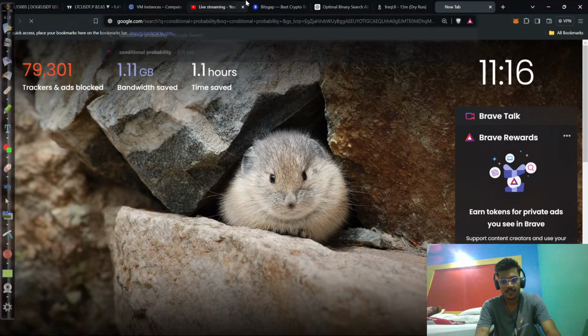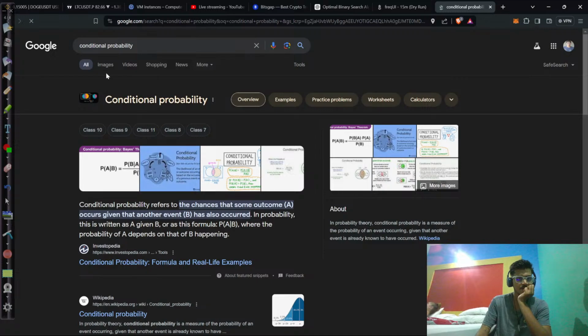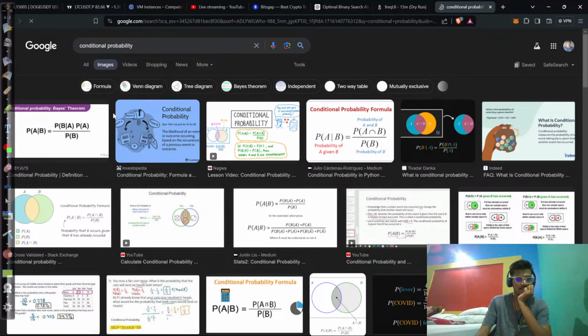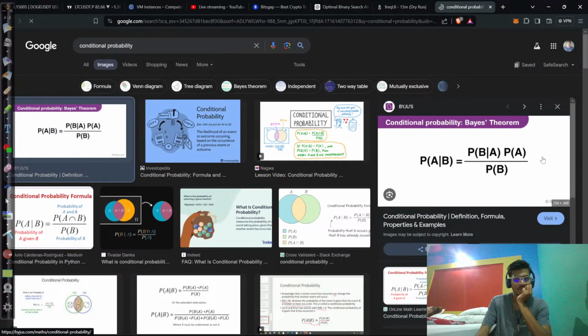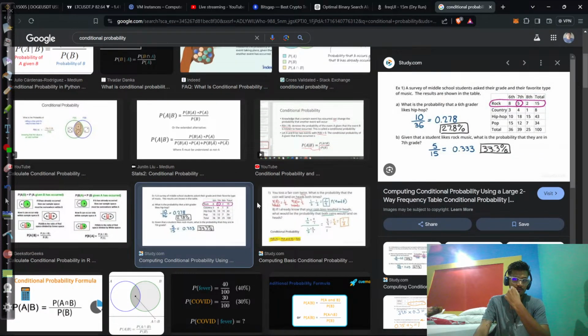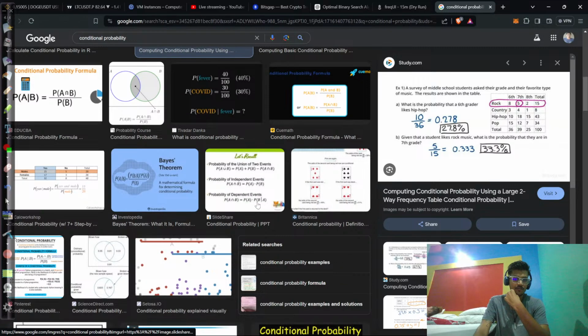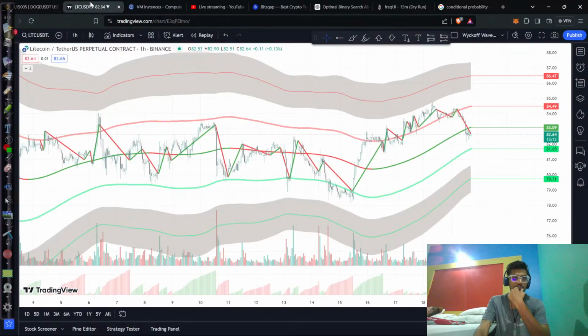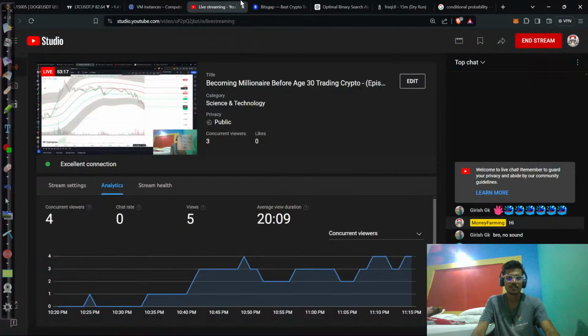Conditional probability. It's Bayes' theorem. So see, this is your conditional probability: what is the probability of event A happening given that B has already happened? The probability of B given A, and probability of A by probability of B, right? So it actually goes in depth into the trial and error of the system, and what we get out of it now is your probability distribution basically.